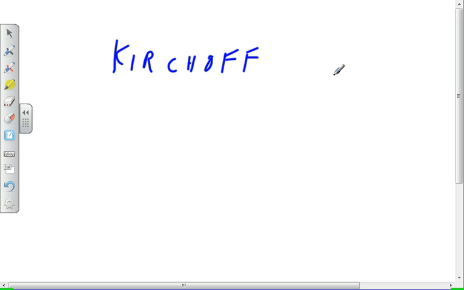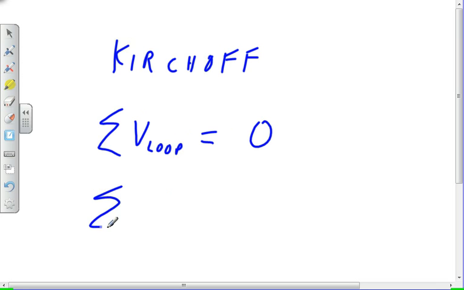Everything's fine. Now the Russians come in, Kirchhoff, and Kirchhoff says that if I take the summation of the voltages around some loop, I'm going to get 0. And if I take the summation of the currents going into some node, I'm going to get 0. So that's Kirchhoff's voltage law, Kirchhoff's node law.